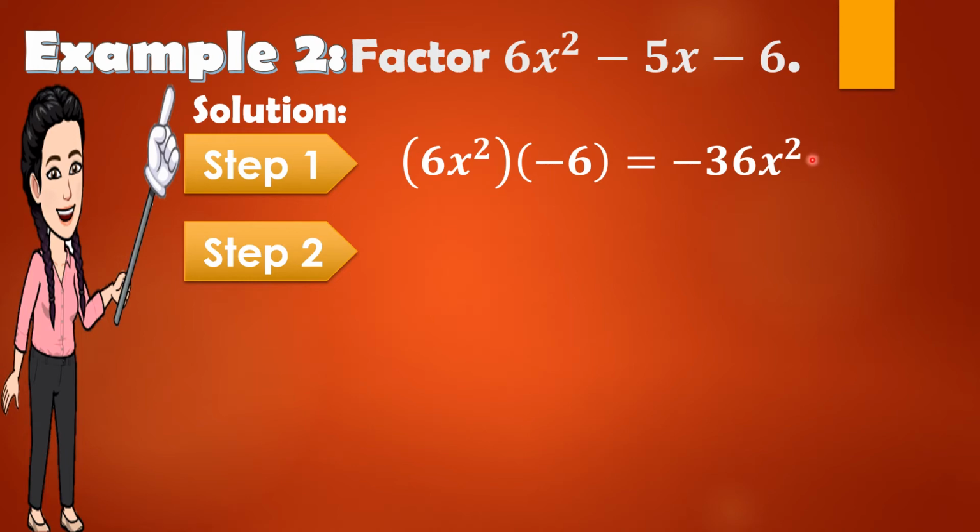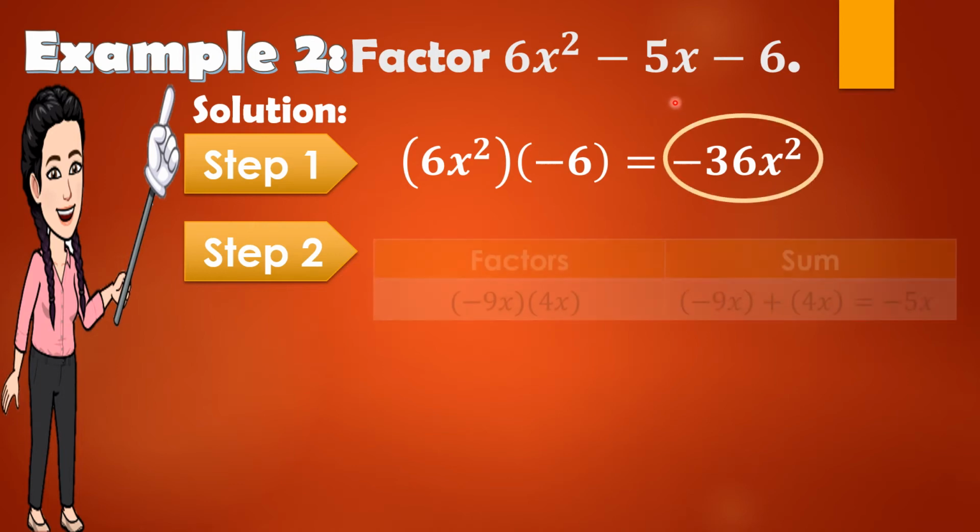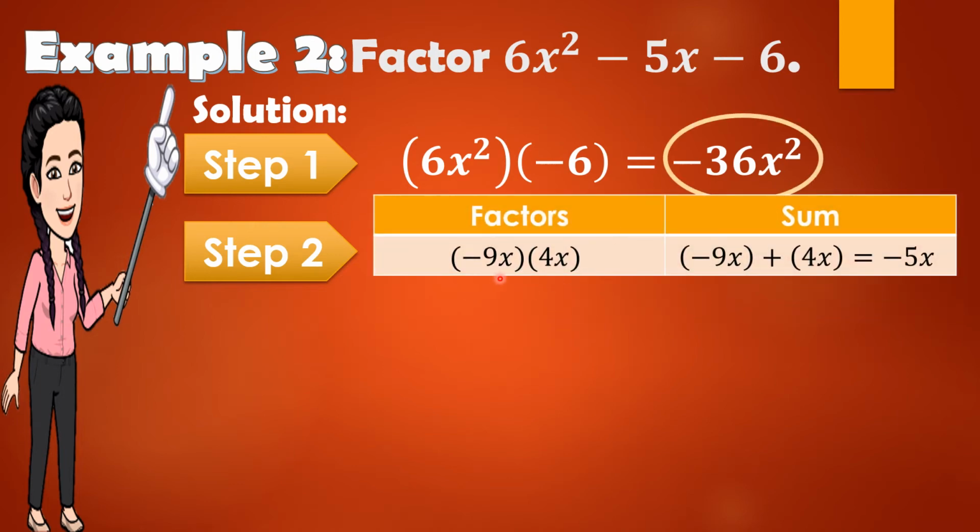So, dito sa example natin, ang factors ng negative 36x squared na kapag in-add, ang sum ay negative 5x ay negative 9x at 4x. So, negative 9x times 4x is equal to negative 36x squared, while negative 9x plus 4x is equal to negative 5x. Ang negative 5x ay equal sa middle term ng ating given na trinomial.